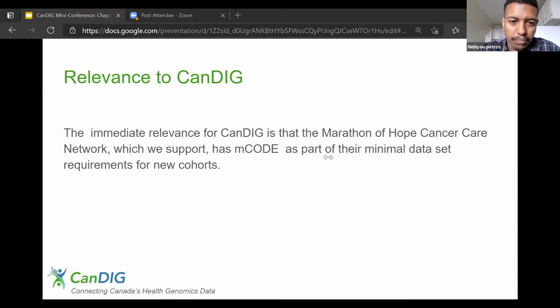common data model. The previously collected data not captured using mCODE will also have significant insights into cancer research, and it falls on us to do the mapping work to mCODE.